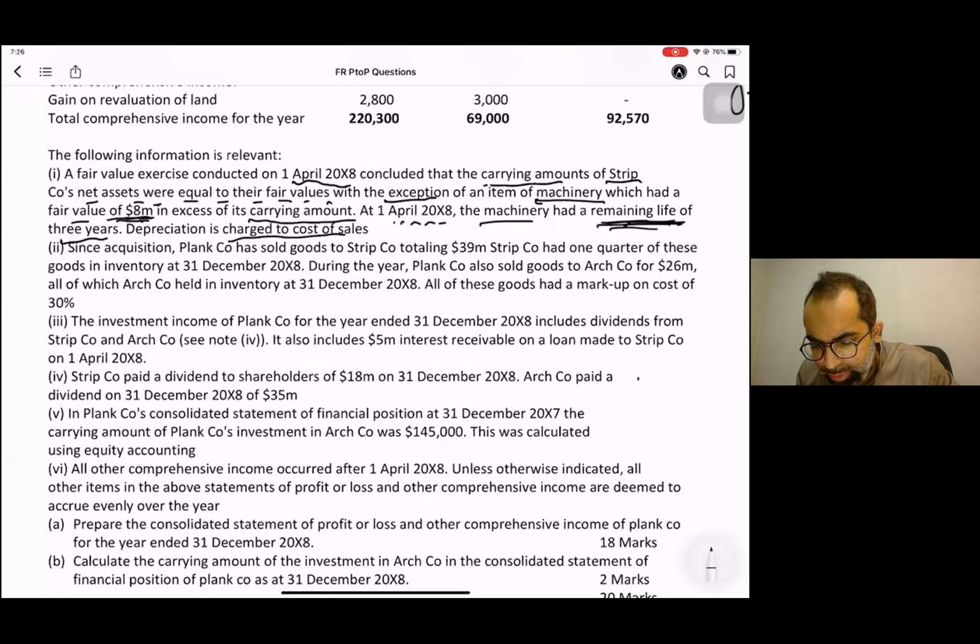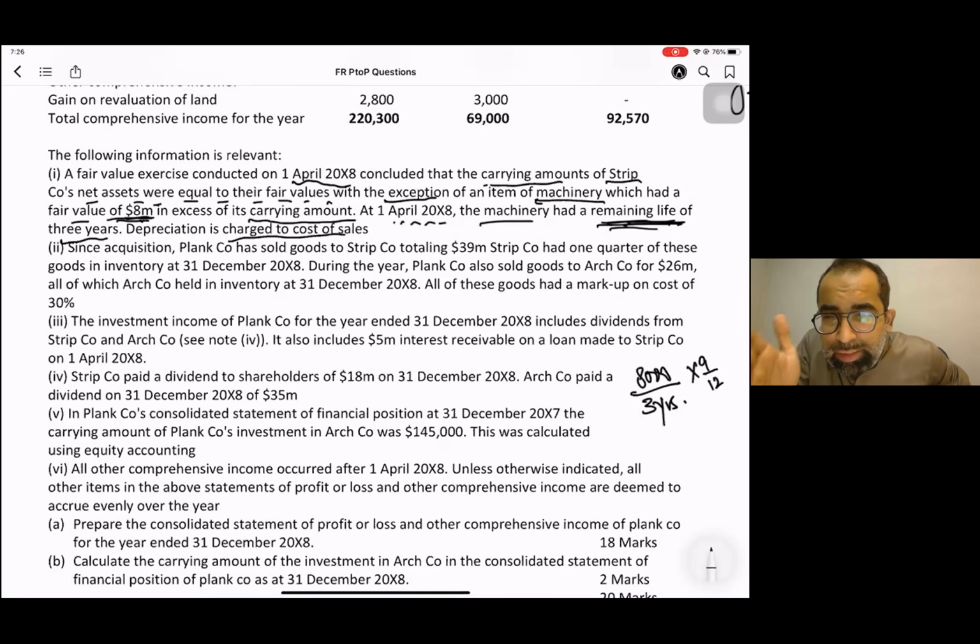How will you calculate the extra depreciation? 8,000 is the revaluation amount. First calculate the per year depreciation: divide by 3 years. In the denominator it's years, so your answer will come per annum. Then finally multiply it by 9 upon 12, because in this question there is a gap of only 9 months, from 1st April to 31st December. So only 9 months depreciation is what you have to adjust.